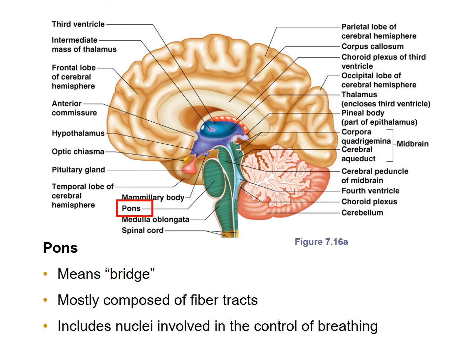The second part of the brainstem I'd like to discuss is the pons. The pons is a very round part of the brainstem, and it reminds me of an Adam's apple. So I often refer to the pons as the Adam's apple of the brain.